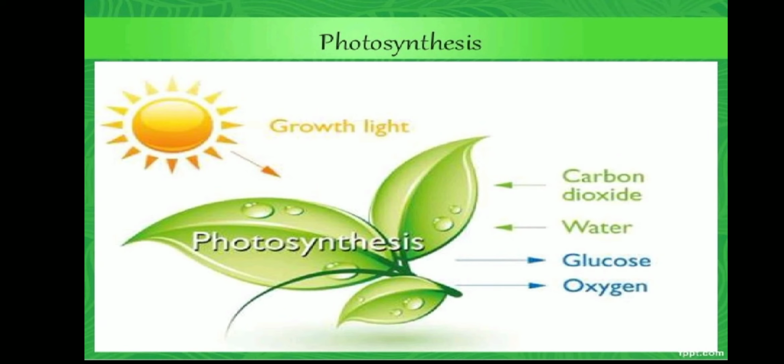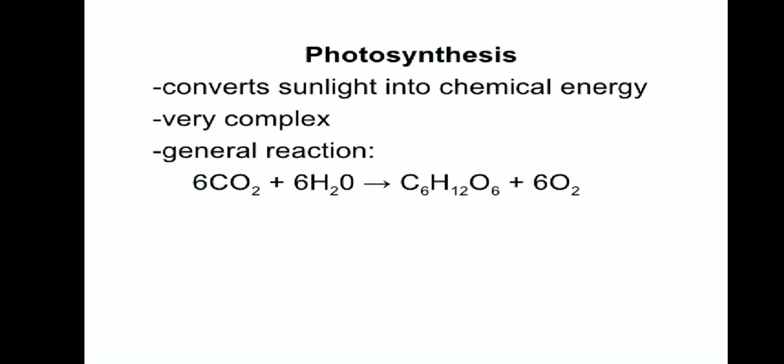See, the components are carbon dioxide, water, and sunlight. Chlorophyll is naturally present in the plant. It's a pigment present in the plant. That's why the plant is green in color. So this is a skeleton equation for photosynthesis. Carbon dioxide along with water gives glucose, C6H12O6. Along with that, oxygen is released out.